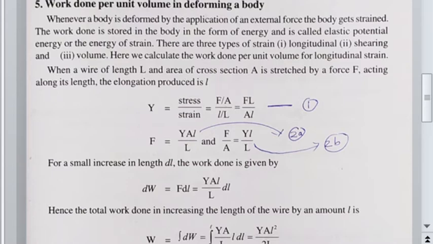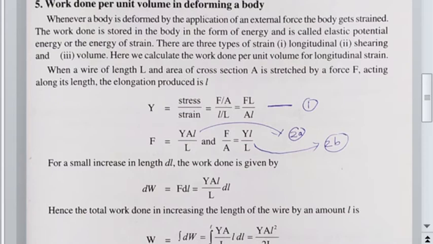We already studied that there are different types of strain, that is longitudinal or linear strain, volume strain and shearing strain. So we have to calculate work done per unit volume for linear strain, and in a similar way we can calculate the value of this work done for shearing strain and volume strain. First of all, we know from the equation of Young's modulus, stress by strain is equal to force by area divided by l by L.